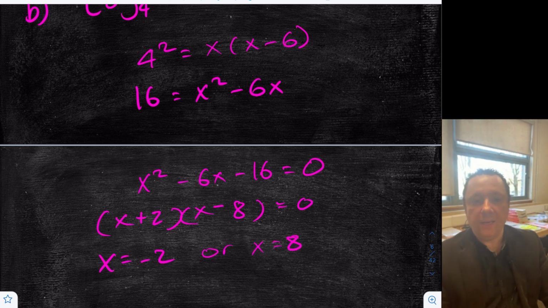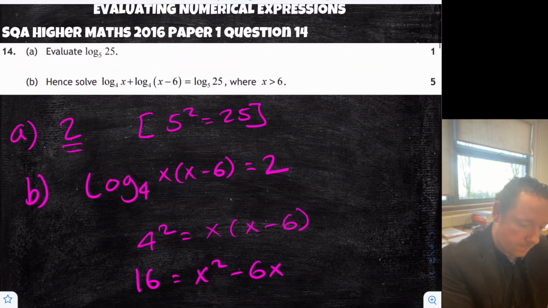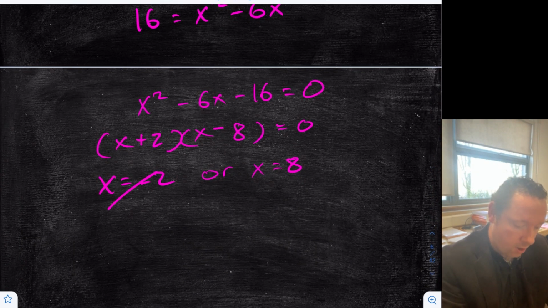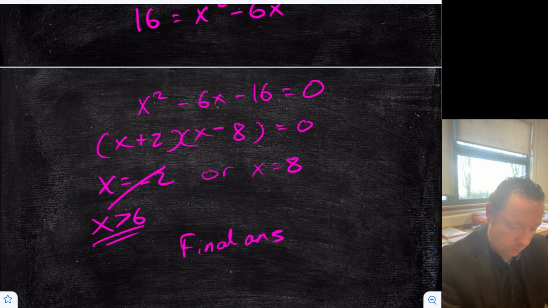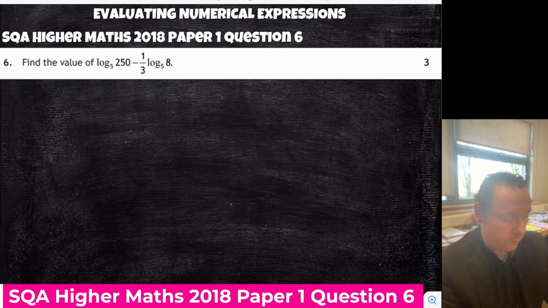But x equal to minus 2 is not a valid answer, because the log of 0 or anything negative is undefined, so x has to be greater than 6. So we can just score that out and say that x has to be greater than 6. So our final answer is x equal to 8. And we're done there. Okay, evaluating numerical expressions, SQA Higher Maths 2018, paper 1, question 6.